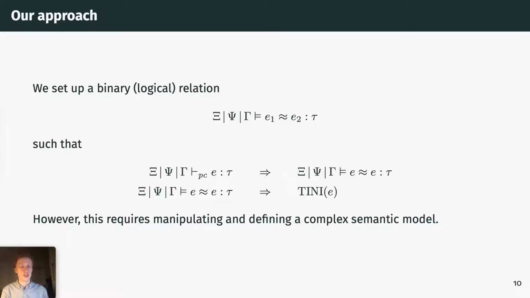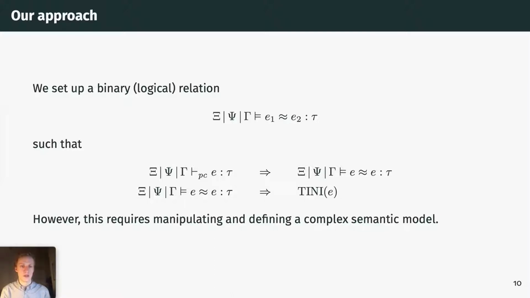The way we go about proving this theorem is by setting up a binary logical relation. The property that we're interested in is of course binary and is relating two programs. Our relation relates expressions E1 and E2 at a type tau. And this relation is set up in such a way that the syntactic typing judgment implies that the expression that is being typed is related to itself. This is usually known as the fundamental theorem of logical relations. Moreover, we also show that an expression being in the binary relation implies that the expression indeed satisfies termination-insensitive noninterference.